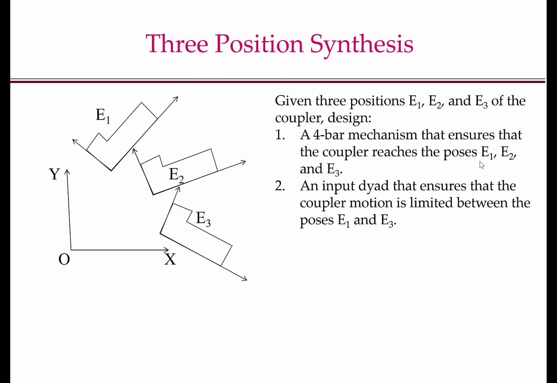We will now look at the three-position synthesis problem with prescribed precision points. Given three positions of the coupler E1, E2, E3, which are shown on the picture on the left, we want to design a 4-bar mechanism that ensures that the coupler reaches the poses E1, E2, and E3, and we want to also design an input dyad that ensures that the coupler motion is limited between the poses E1 and E3.